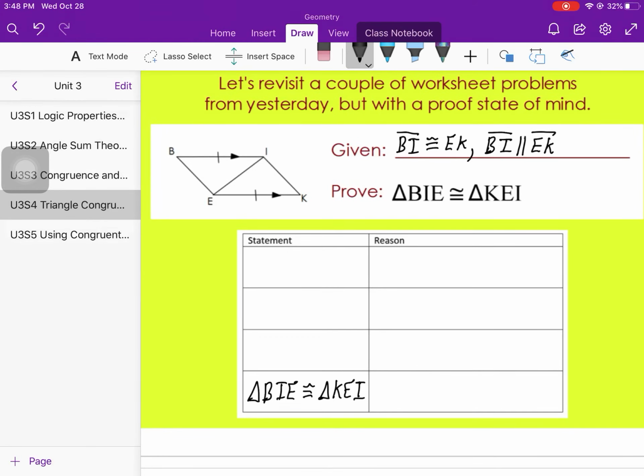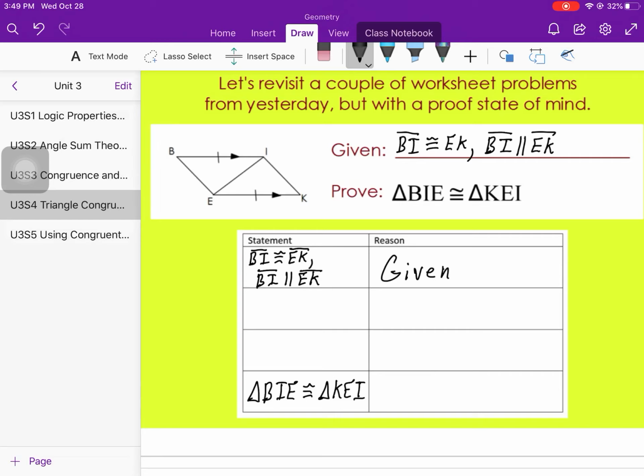Okay, so then the next part about a proof, because what a proof is, it's justifying our reasoning as we're going through our statements. So the first statement is always the given information. So we know that BI is congruent with EK, and then we also know that BI is parallel with EK. Usually it's just one piece of information that we're given, and that goes on the first line. It's fine though, we're just going to use it for both. And then the reason, well, it's given to us. There is no real reason behind it.